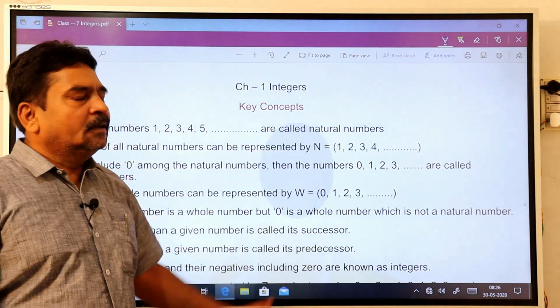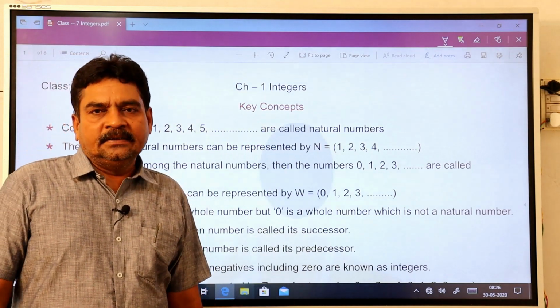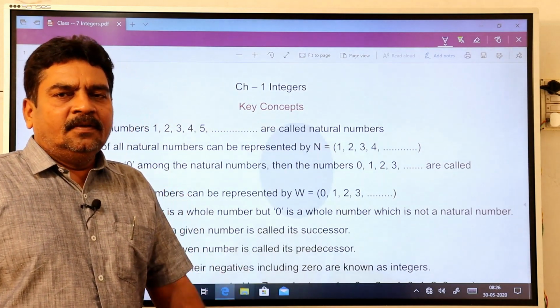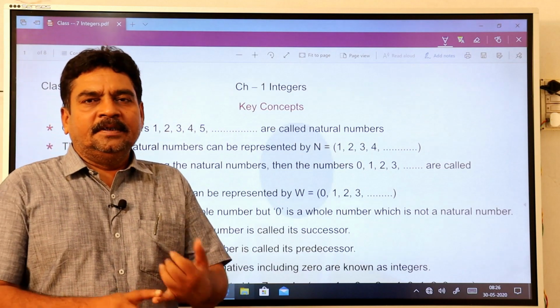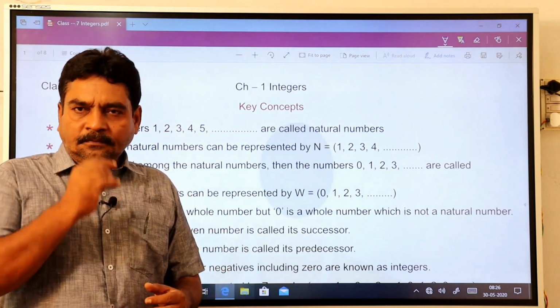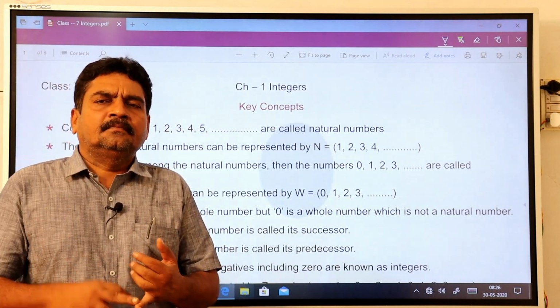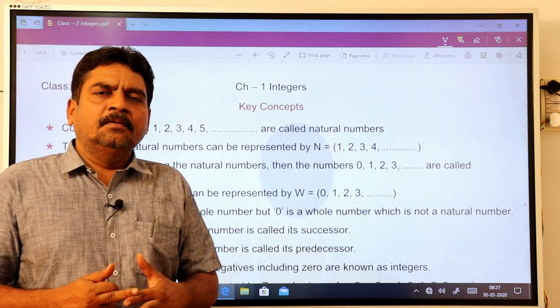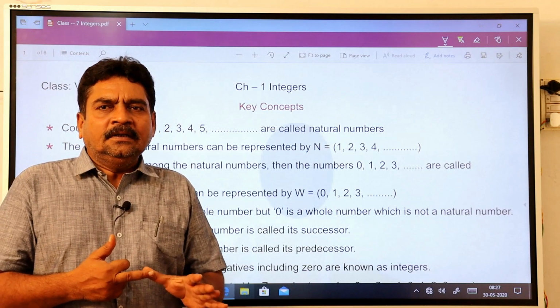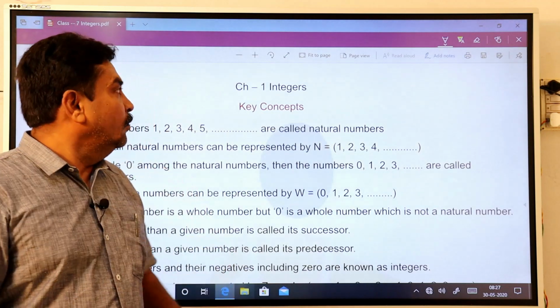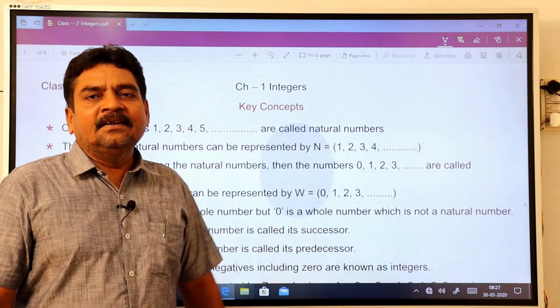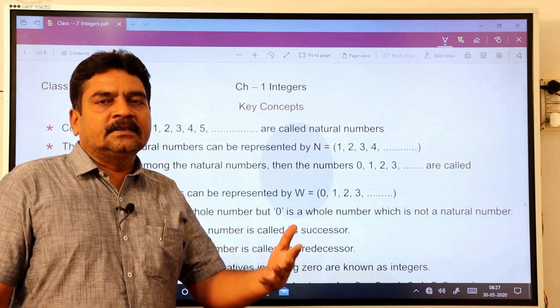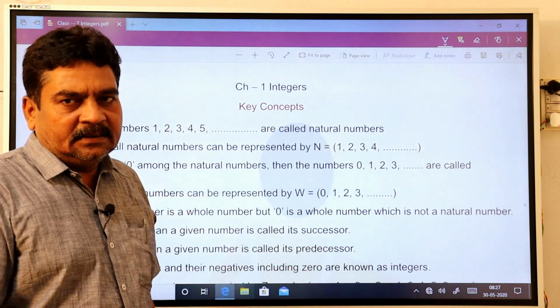Today we'll go with the mathematics chapter called integers. Earlier, in 6th class, we studied the basic concepts of natural numbers, whole numbers, even numbers, odd numbers, composite numbers, right? Today we are going to deal with integers. In fact, we have already studied integers in our 6th class.